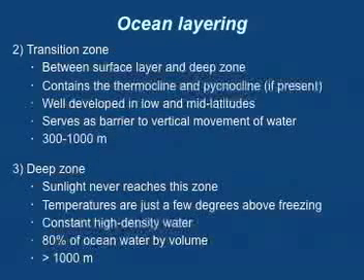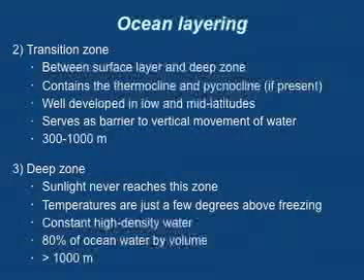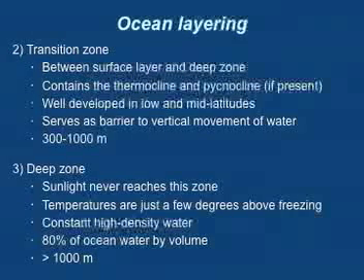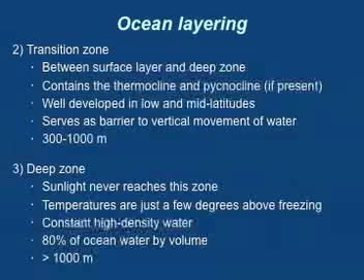Okay. Then the next layer down, where we have a thermocline, it's called the transition zone. Okay, so remember that the thermocline and the pycnocline were regions of rapidly changing either temperature or pressure. This ranges between 300 meters and 1,000 meters. And this is well developed in the low and mid latitudes. And this region is going to stop vertical movement of water, either up or down.